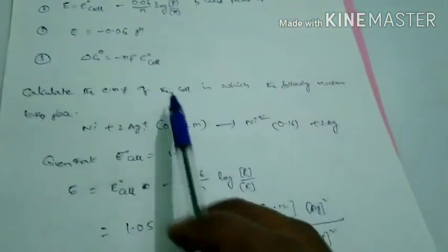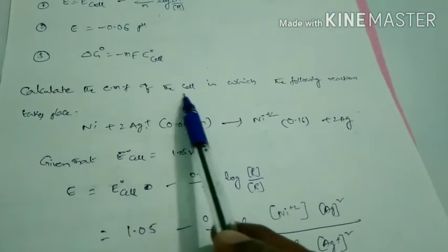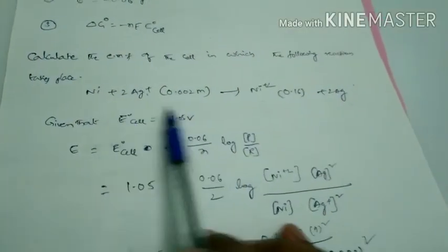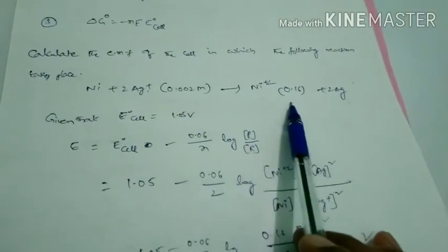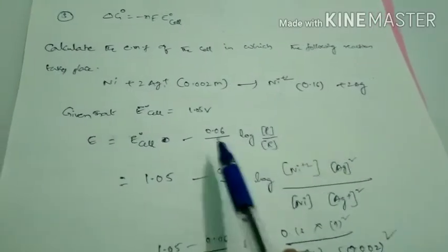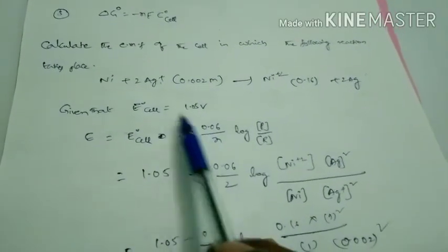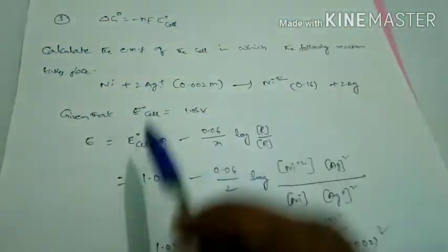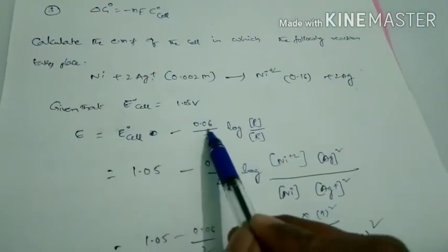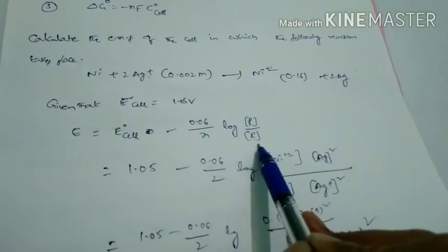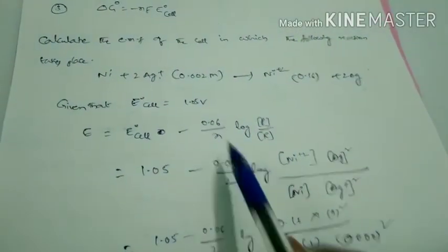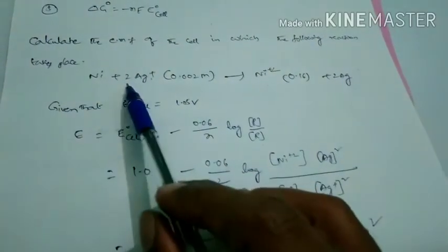Based on this, one problem is given, that is calculate the EMF of the cell in which the following reaction takes place. This is the reaction given here. E0 is given already, and we have to find EMF. So immediately we should think of the Nernst equation formula, that is E equal to E0 cell minus 0.06 by N log of products concentration by reactants. So E0 cell minus 0.06 by N, and the N value is how much? 2. That means 2 electrons are involved in this reaction.